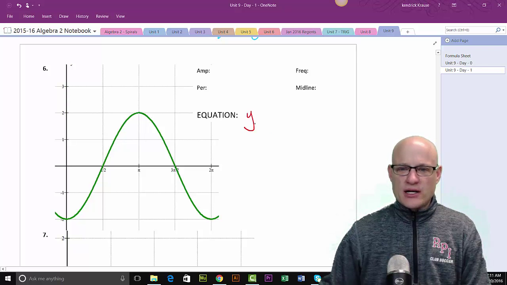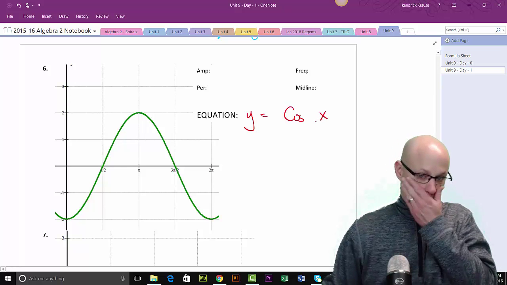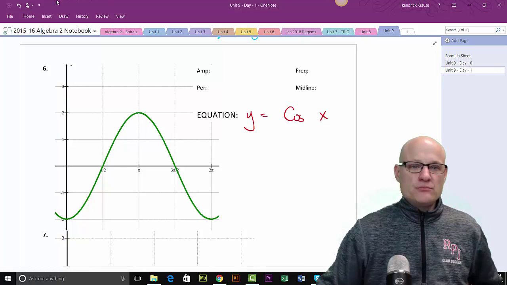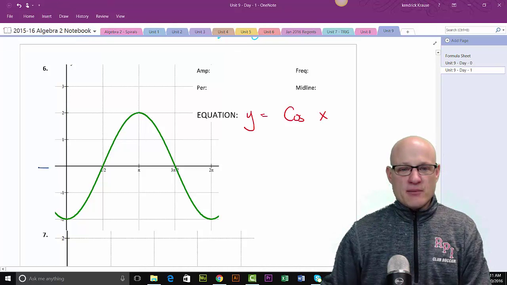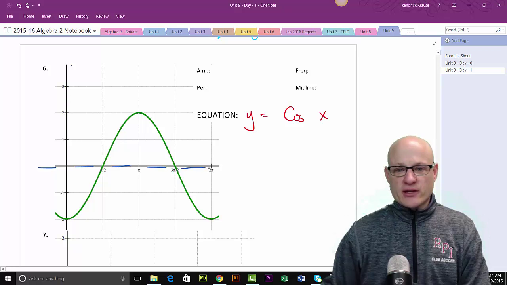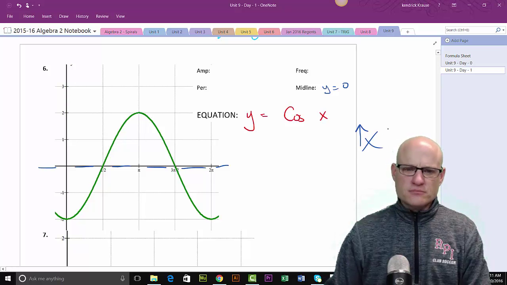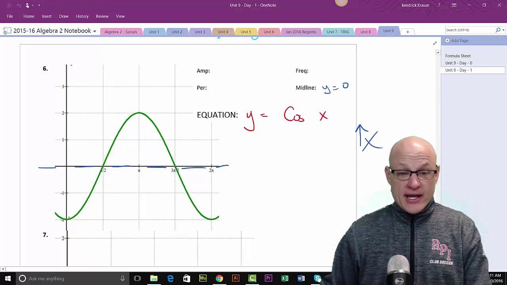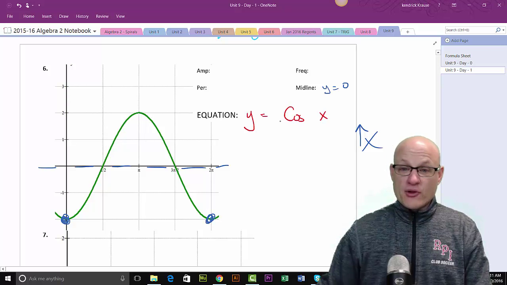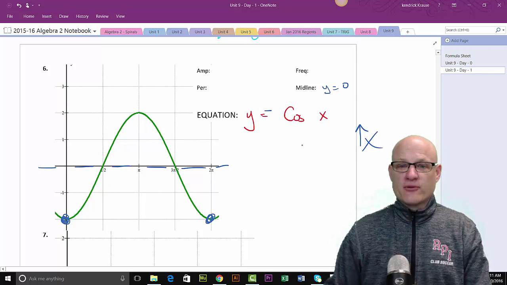So I'm going to write y equals cosine x. First thing I've got to find is that midline. And that midline is actually right here along the x-axis. So I know my midline here is y equals 0. So I won't be adding anything to the end. It's starting at a minimum and it's ending at a minimum. So that means we have to have a negative out front.